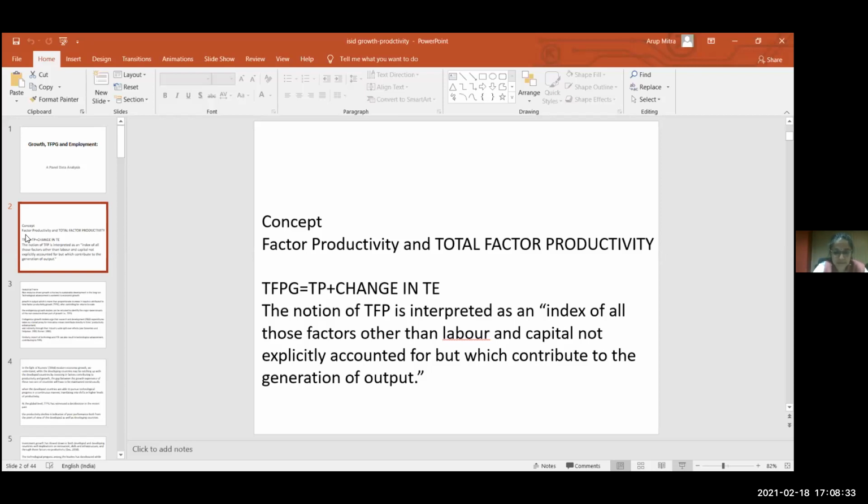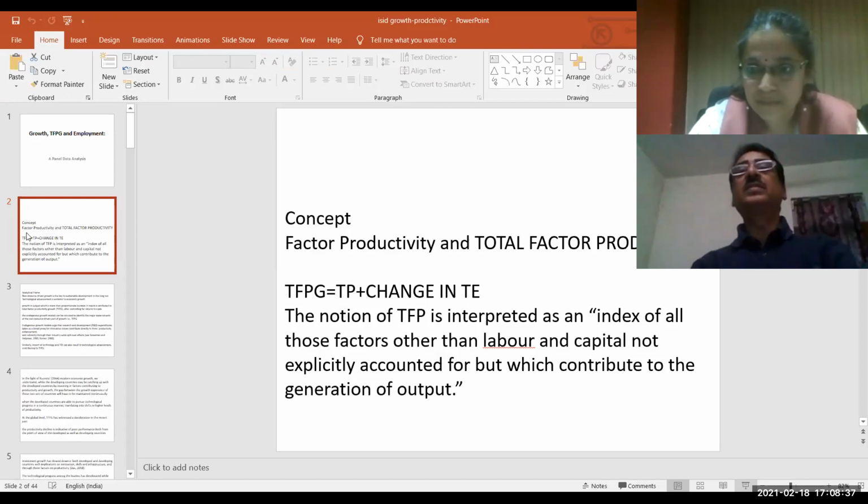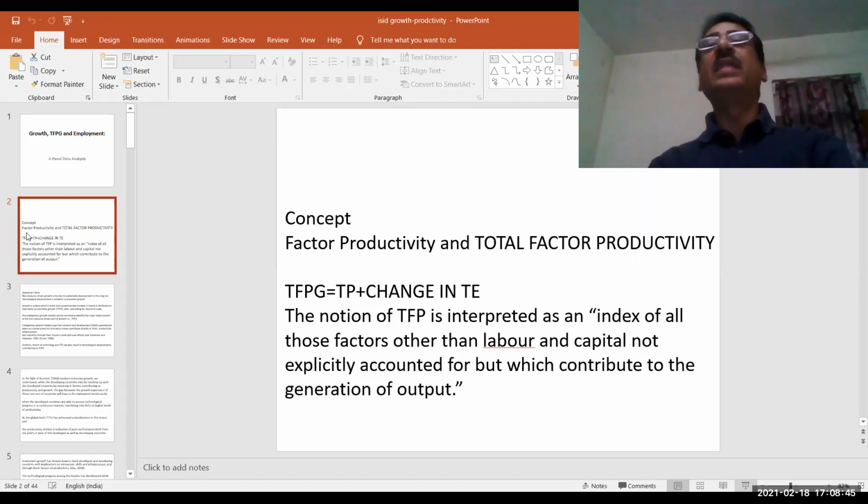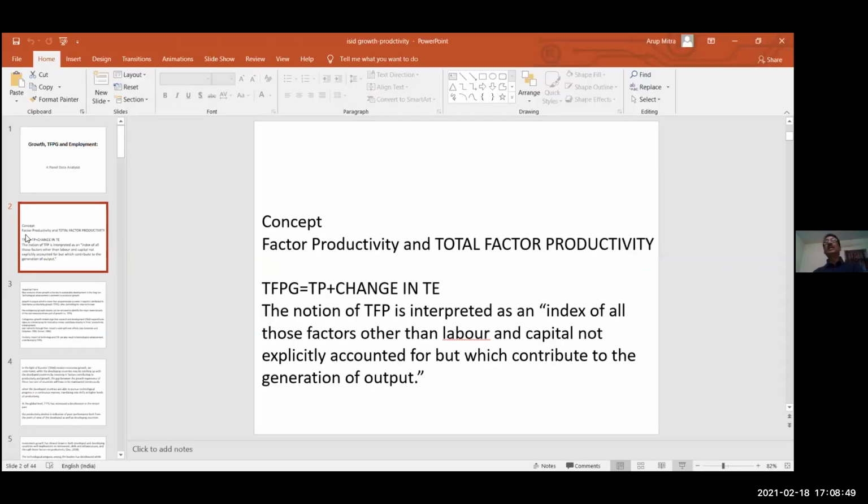But the problem with interpreting the factor productivity is as follows: if you have pursued capital accumulation, and if you are adopting a very capital intensive technology, then naturally labor productivity will be increasing very rapidly. But that does not necessarily mean that every laborer is contributing at a higher pace compared to the past. So factor productivity analysis can be faulty at times.